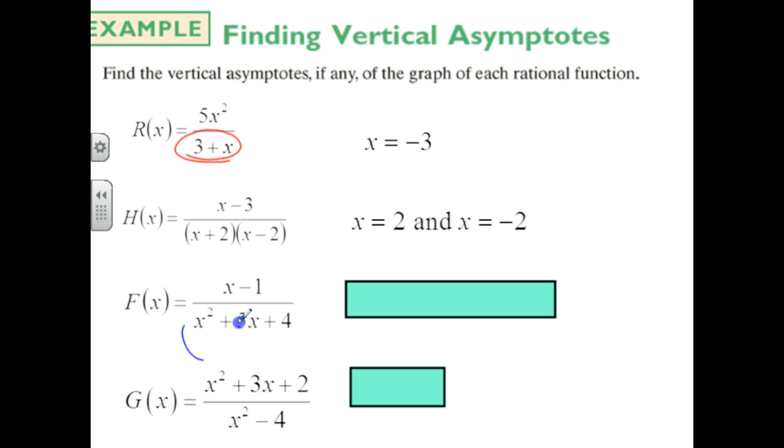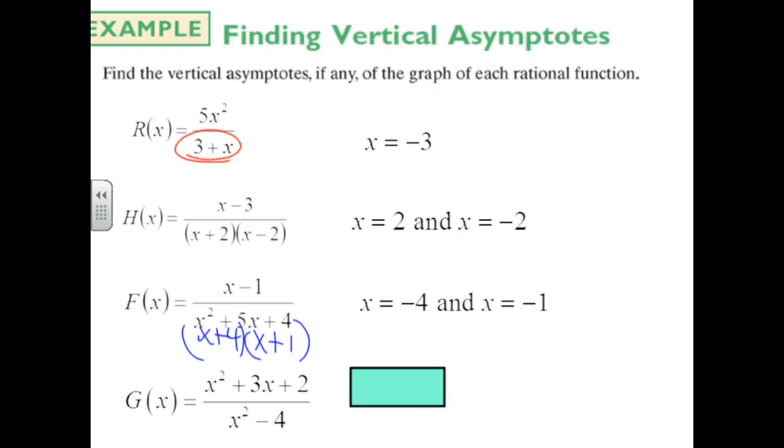This one I would actually have to factor. Factors of 4 that add up to 5. So x plus 1. And I would say what? x equals negative 4 and x equals negative 1.